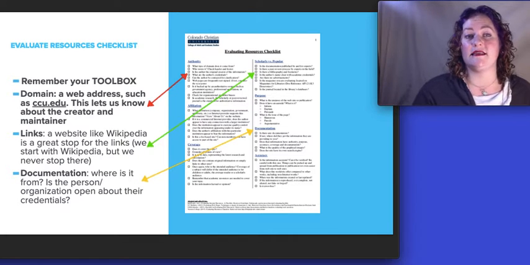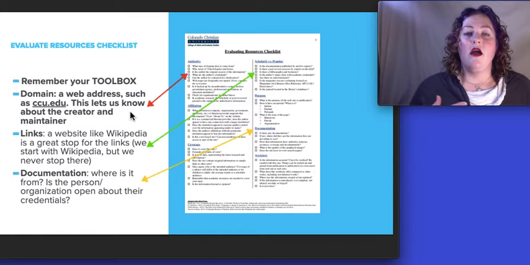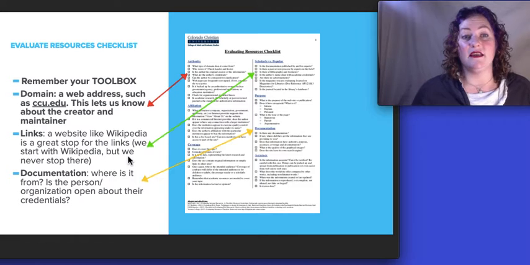So you want to look at things like the domain. What kind of website is it? What kind of journal is it? What kind of book is it? Is it part of a series? Those kinds of ideas. Looking for links.